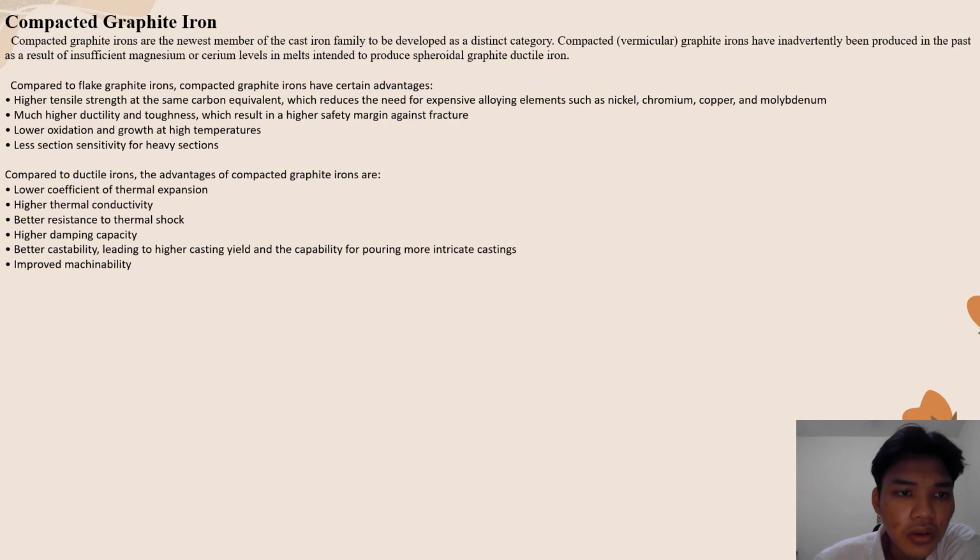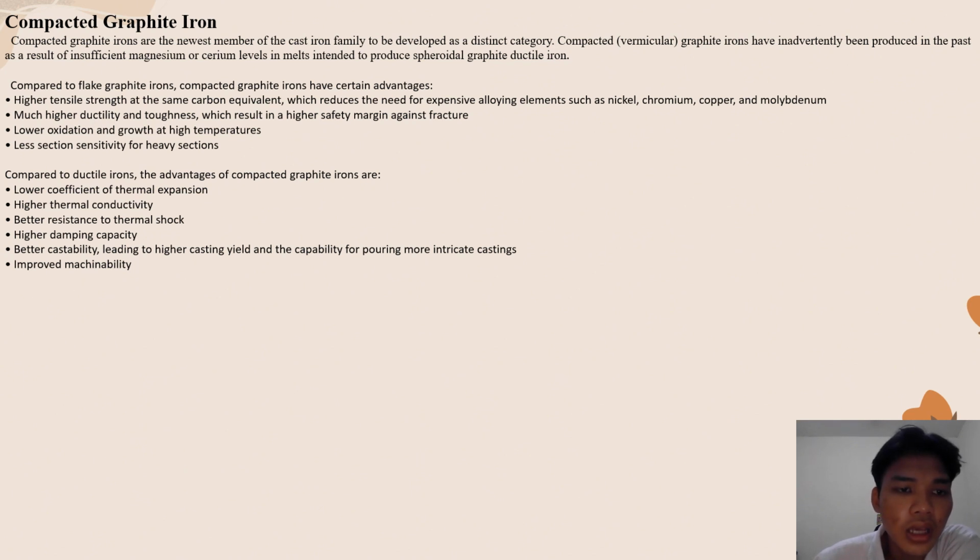Compacted graphite iron. Compacted graphite irons are the newest of the cast iron family to be developed as a distinct category. Compacted or vermicular graphite irons have incidentally been produced in the past as a result of insufficient magnesium or cerium levels in melts intended instead to produce spheroidal graphite ductile iron. Compared to flake graphite irons, compacted graphite irons have an advantage.